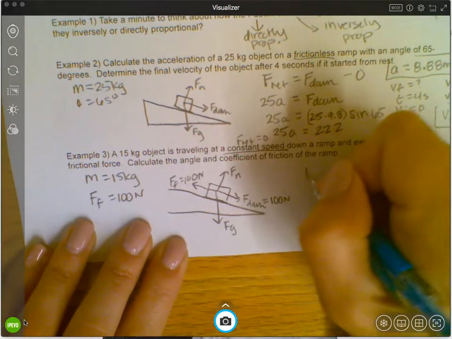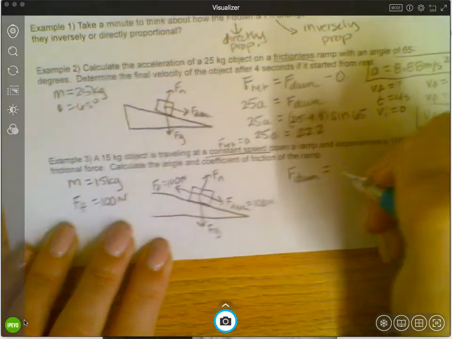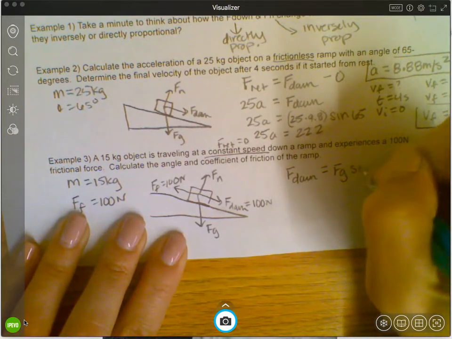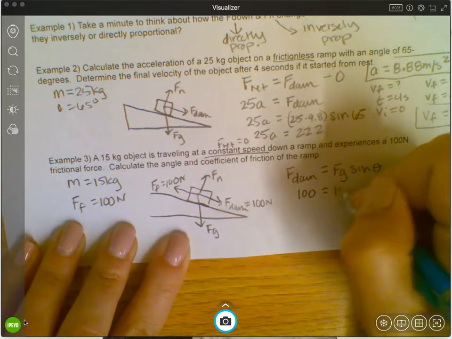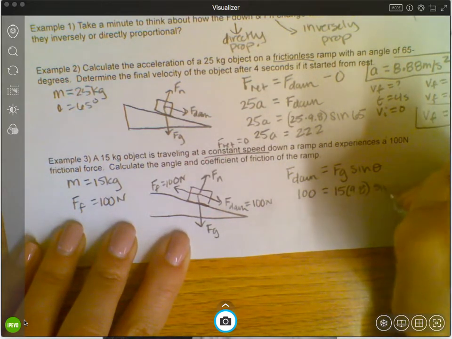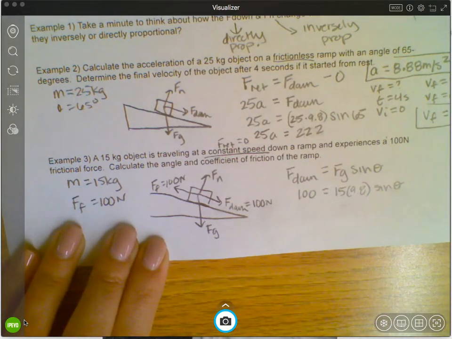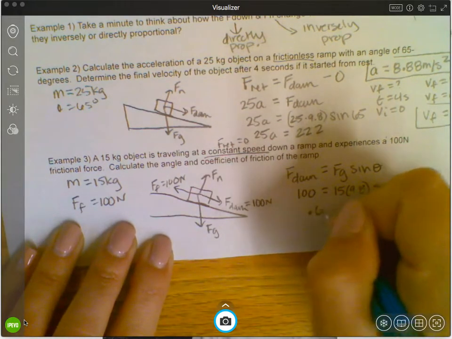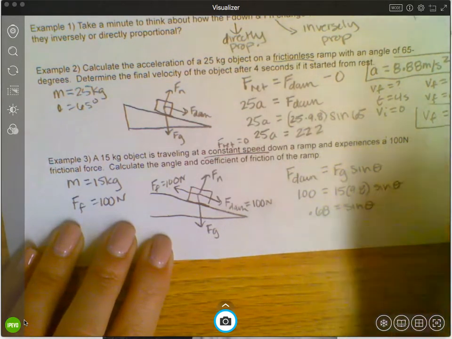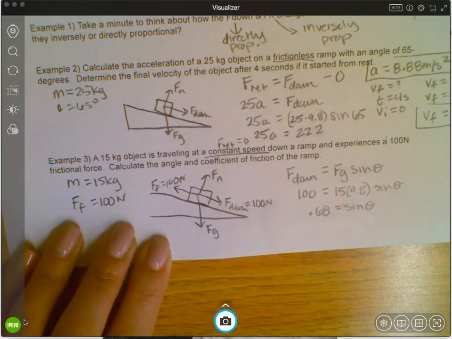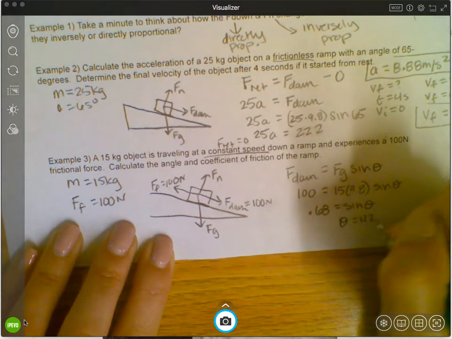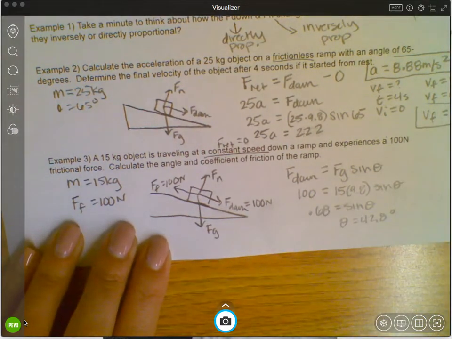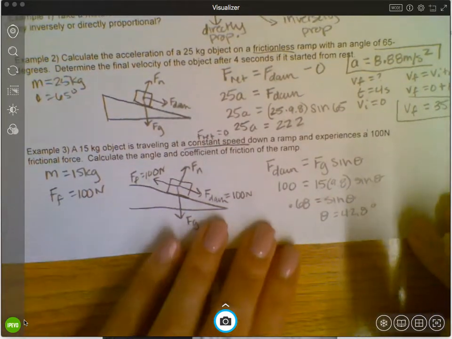So the angle I think we're going to get from the F down, right? This is equal to Fg sine theta. So if we know F down is 100, we know Fg is m times 9.8. So I'll take 100 and divide it by 15 and divide it by 9.8. So I get that 0.68 equals sine theta. And then I'll do an inverse sine of 0.68, and I'll get the angle to be 42.8 degrees. Okay, so that's that part.